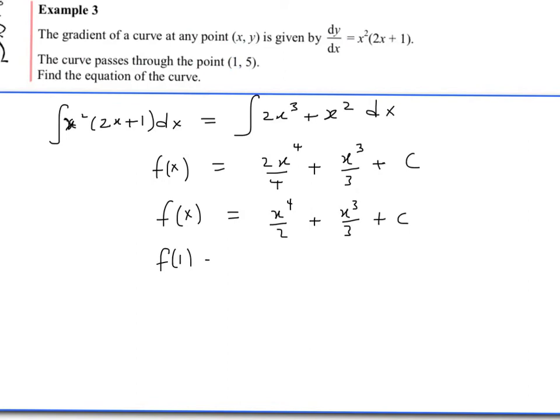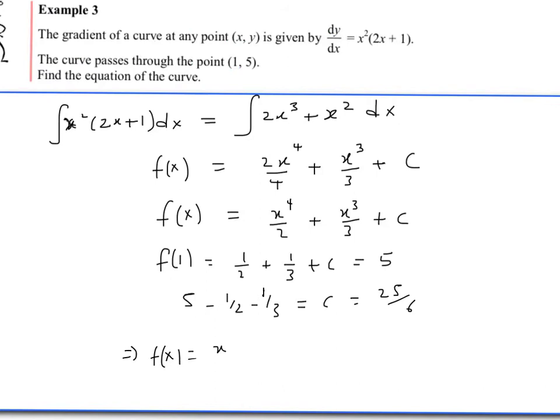So f of 1, so if I put 1 in here, 1 over 2 plus 1 over 3 plus c, all of this equals 5. We can now rearrange this whole thing to work out what c is going to be. So 5 take away a half, take away a third, equals c. So that should give us 25 divided by 6. So therefore, it follows f(x) equals x to the power 4 over 2 plus x cubed over 3 plus 25 over 6.